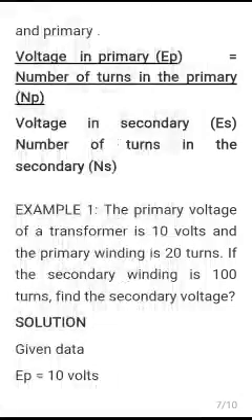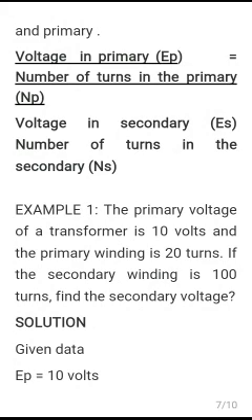Then you can look at the example. When we want to apply the formula, EP represents the primary voltage, while ES represents the secondary voltage, while NP represents the number of turns of coil at the primary, and NS represents the number of turns of coil at the secondary coil.